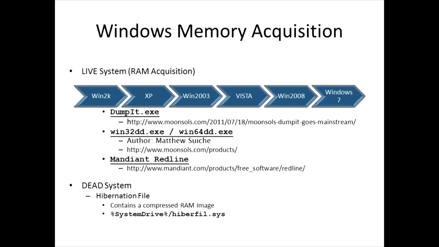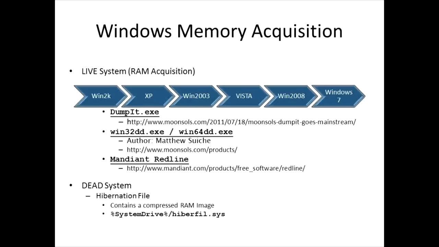So if it's a server and it's got 32 gig of RAM in it, you need a 64 gig thumb drive to hold the memory image plus the Dumpit program. But that aside, Dumpit is a quick and easy way to take a memory image from a live system. Win32 and Win64DD are nice little command line tools. You can run them over PSExec remotely. They are capable of dumping the memory image over the network to another machine, so that's useful.